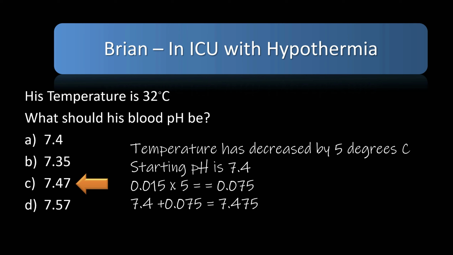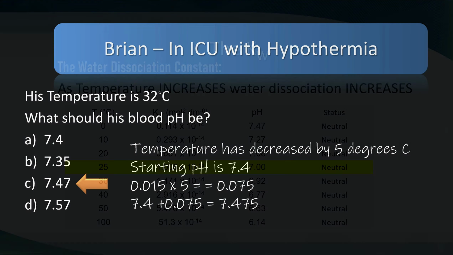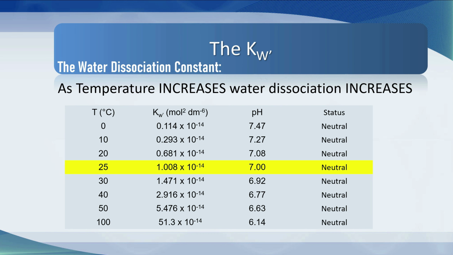7.4 plus 0.075 equals 7.475. The blood is more alkaline at a lower temperature. The Kw is the water dissociation constant, and it looks at how water dissociates. At 25 degrees Celsius, the Kw is 1 times 10 to the minus 14. The pH is 7, and we call that neutral.